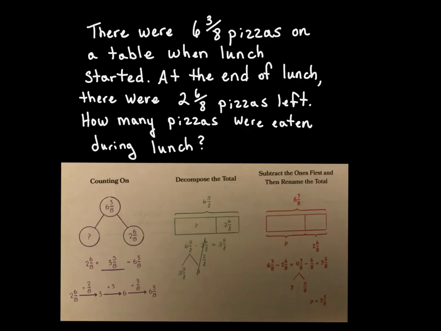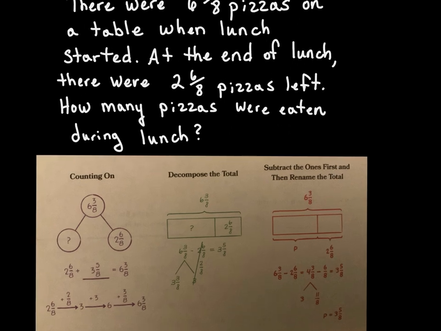There are 6 3/8 pizzas on a table when lunch started. At the end of lunch, there were 2 6/8 pizzas left. How many pizzas were eaten during lunch? Well, I'm going to show you 3 different ways of drawing these pictures for this read, write, and draw process.